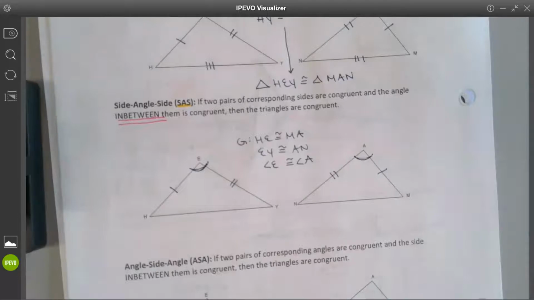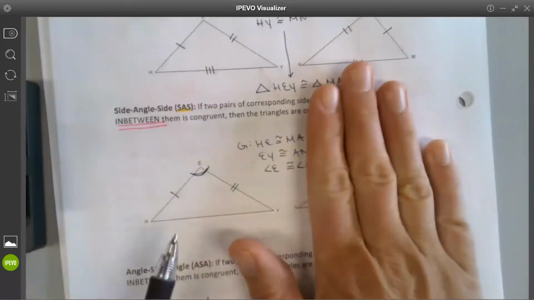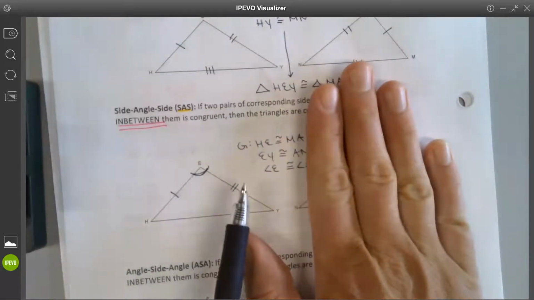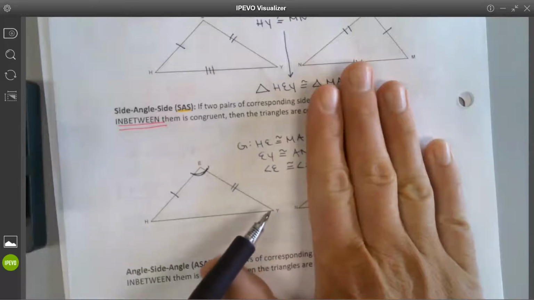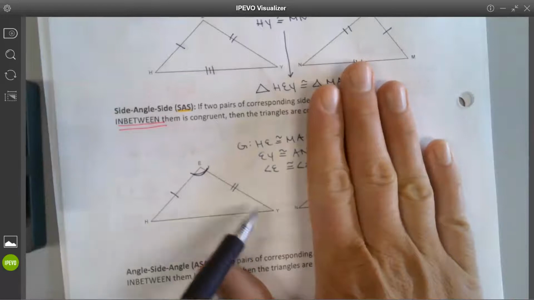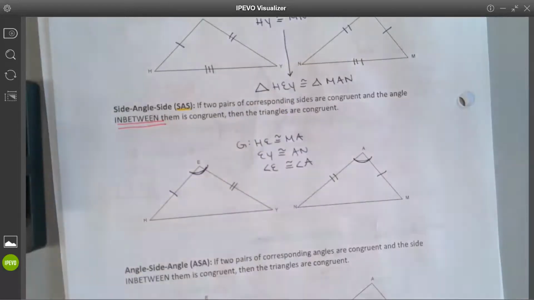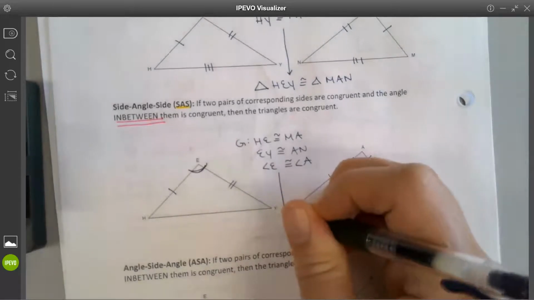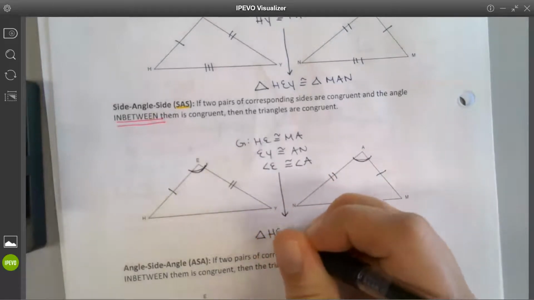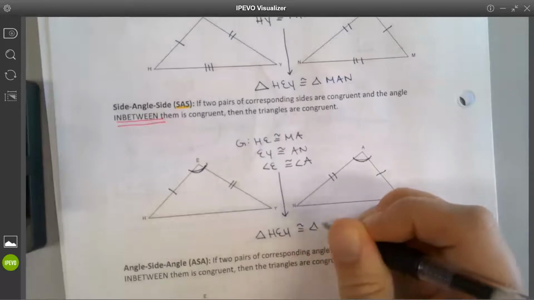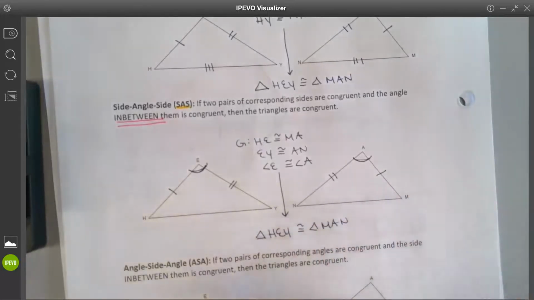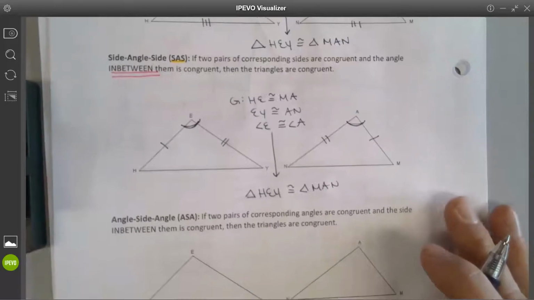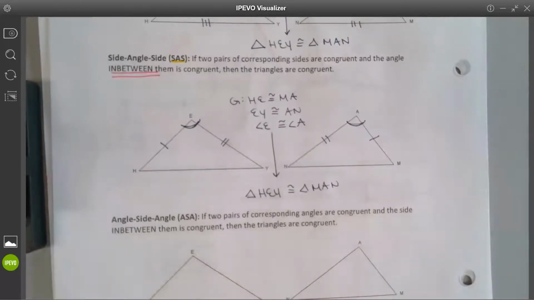To determine which one I have, I just look at one triangle. If I cover this triangle and I go in order, it's side, angle, side. If I had been given this angle, it would be side, side, angle. Doesn't work the same. So it has to go in that order where it's the angle between them. If that's true, then my triangles are congruent, and HEY is congruent to MAN. And again, why do we care? Well, now we know all the other parts are congruent as well, so we can do more things.